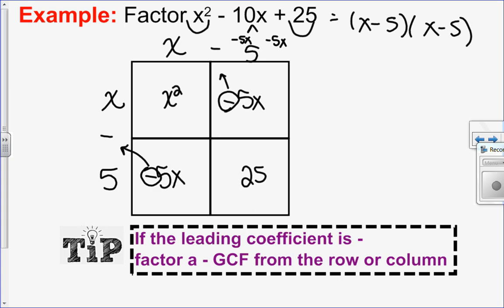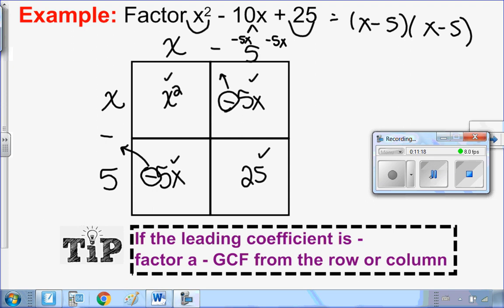Now, if factoring isn't your strongest area, this method here is a very nice graphic organizer. And it's nice because you can always check. X times x is x squared. Negative 5 times x is negative 5x. X times negative 5 is negative 5x. Negative 5 times negative 5 is 25, so I know I did that correctly.